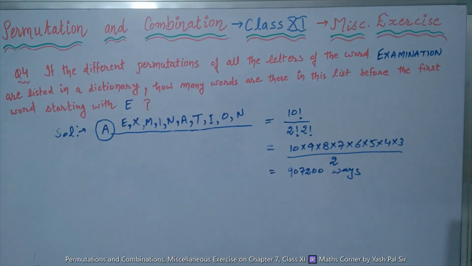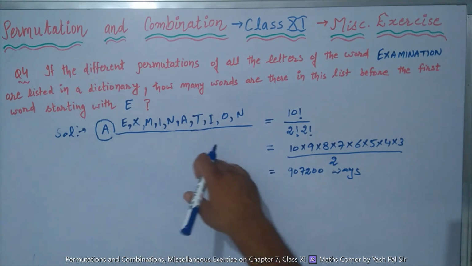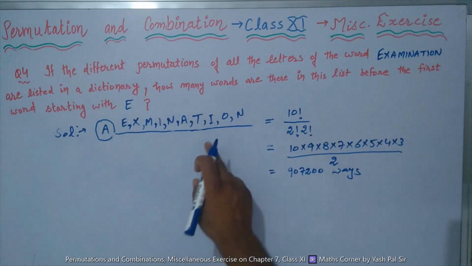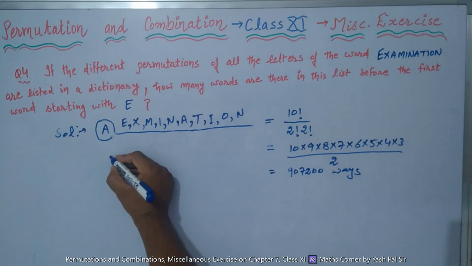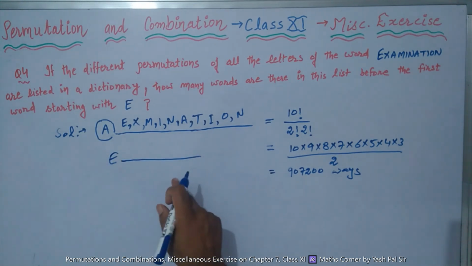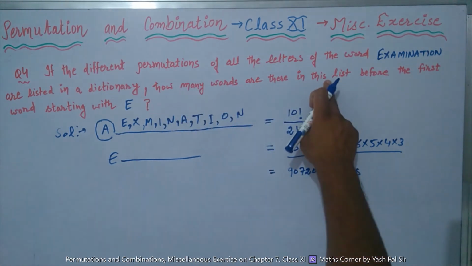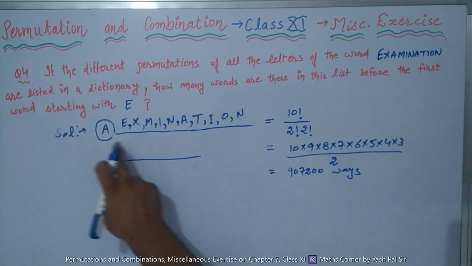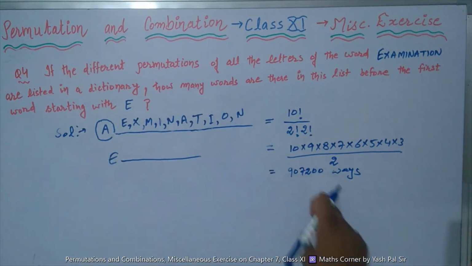After a, what is the next letter to be placed, as in the dictionary? After a, certainly out of these letters this will be e, but next we are not going to arrange. Why? Because the question is how many words are there in this list before the first word starting with e. So only the calculation of this gives the answer to the question.